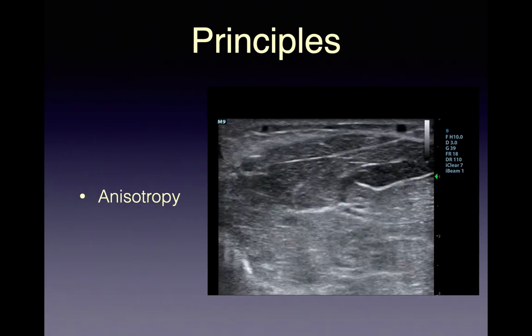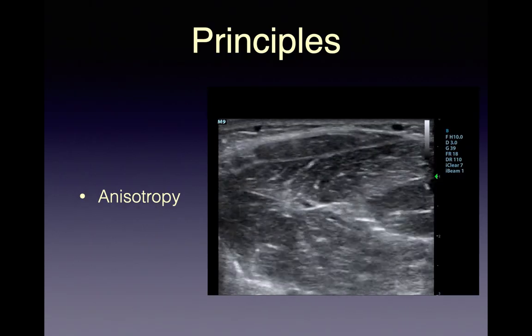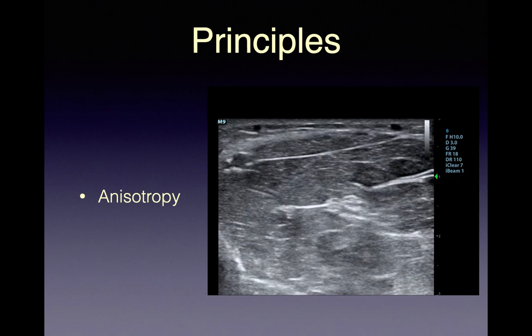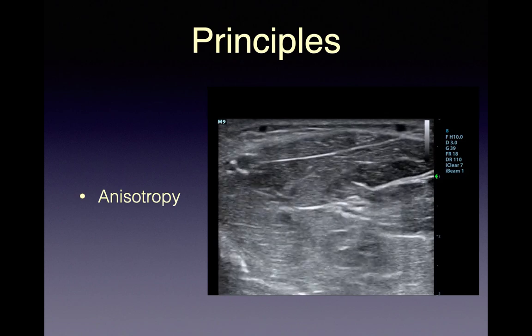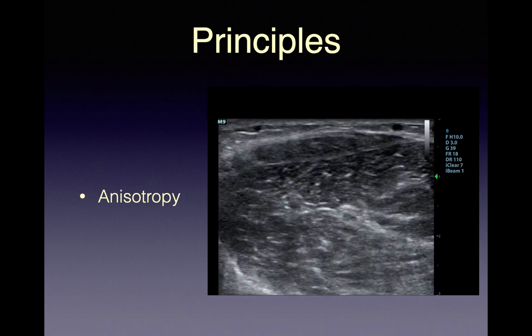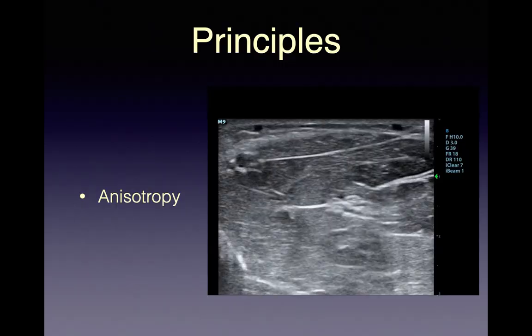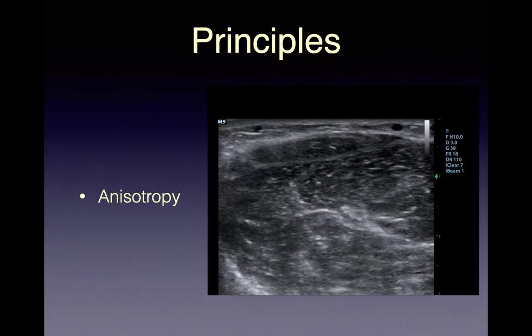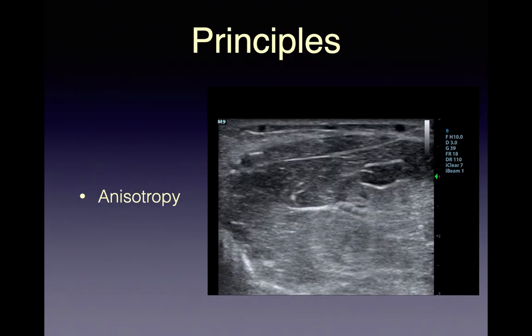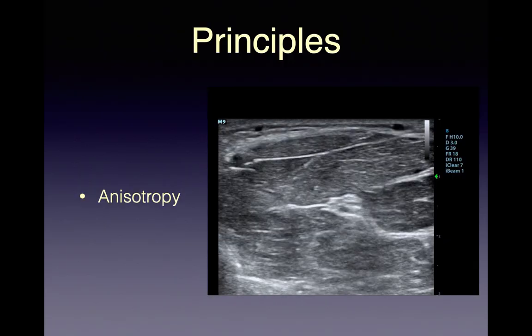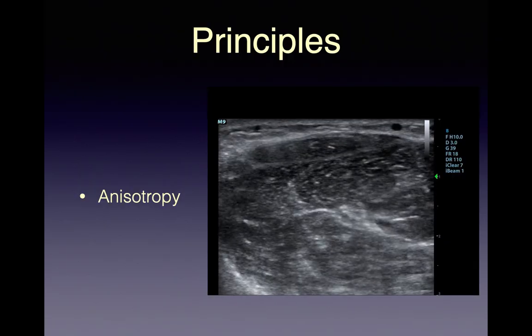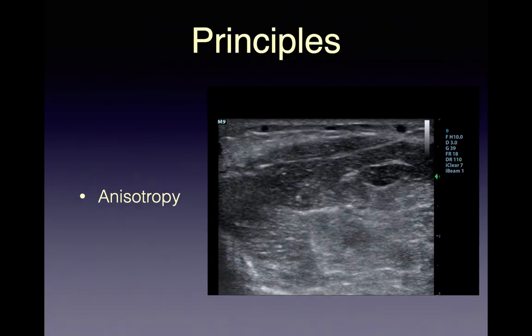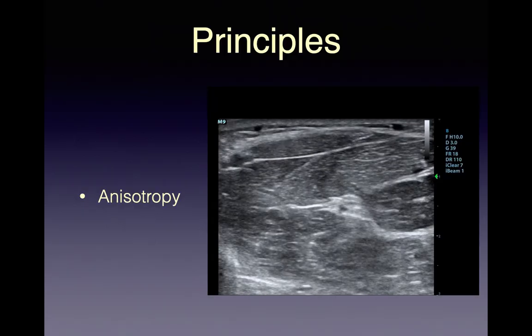Here I have a clip of my own median nerve. Notice when I fan how the nerve becomes more hypoechoic and blends in with the surrounding muscle. But when the probe is perpendicular to the nerve, it becomes more hyperechoic and is better visualized. This change in appearance, based on the angle of the probe to the structure visualized, is called anisotropy, and nerves, as well as tendons, exhibit this type of property.